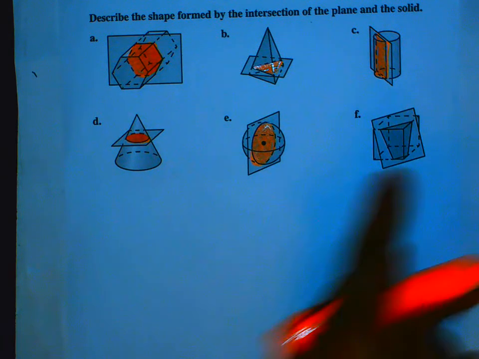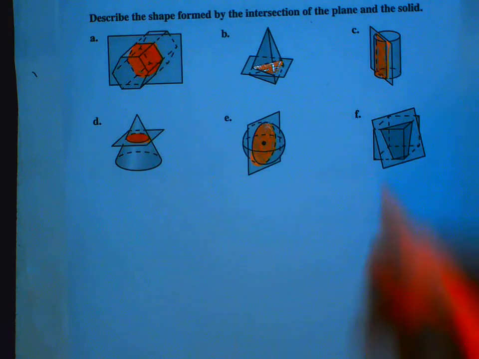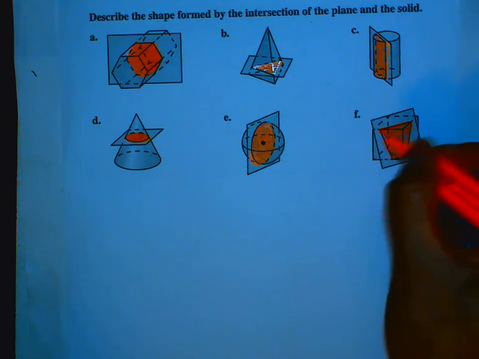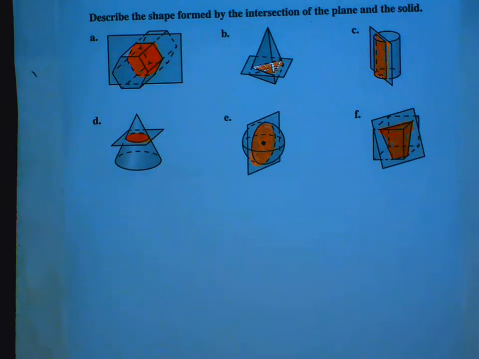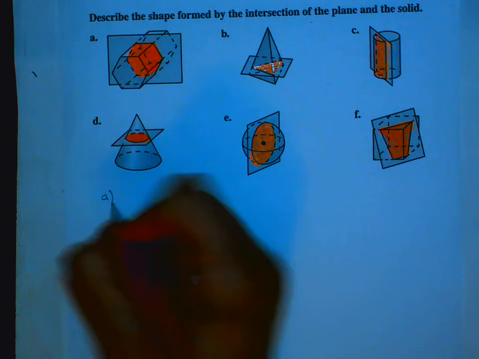Now, very interestingly, on this one, you have a cube and the plane is going at an angle. So it's actually creating a trapezoid. So what do you have to do? You have to write down pretty much what every one of these is going to be.